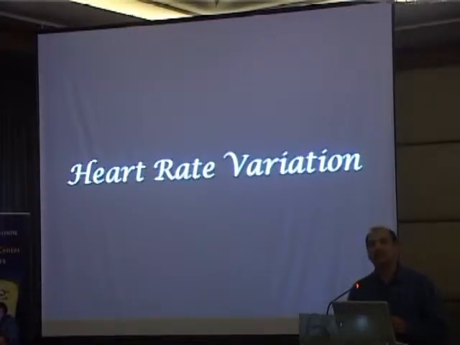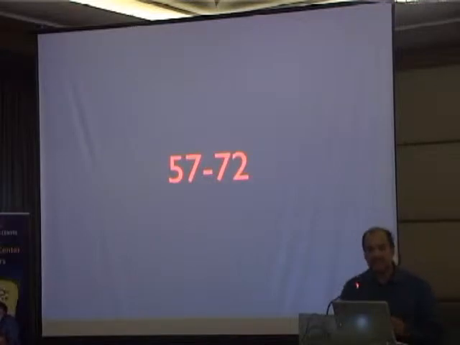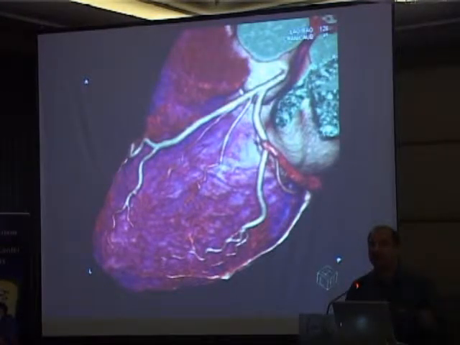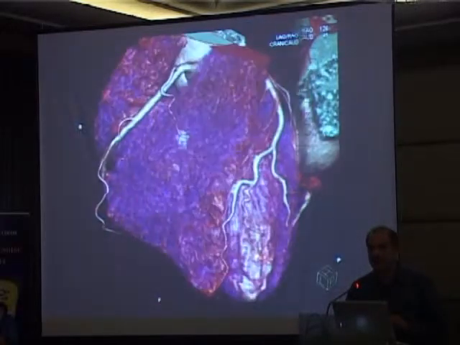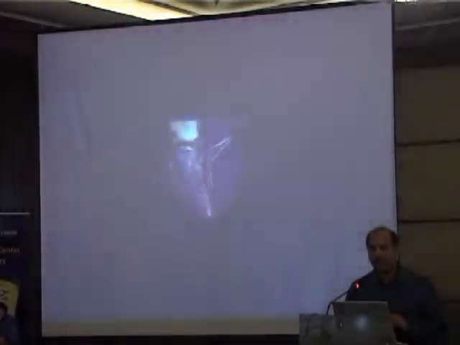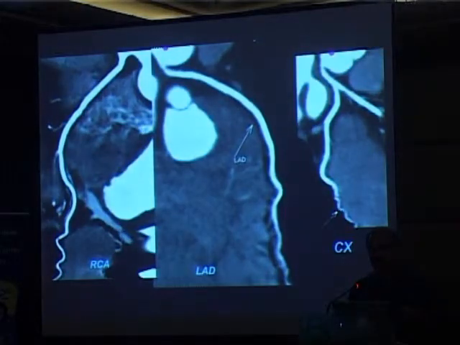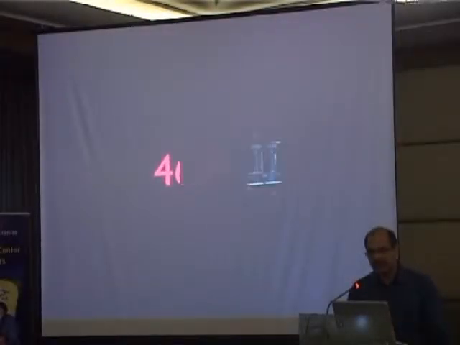The other issue was heart rate variation, as I said, an issue with the single source CTs. 57 to 72, something which would just not be acceptable on a single source CT. And here you can see absolutely beautiful, perfect image quality. You rotate the image around, you can see the PDA well, you can see the RCA well, and you see the coronary arteries on the curved MPRs. We need both these types of images, and you can see them beautifully. Pristine quality of the coronary arteries, 46 to 98.